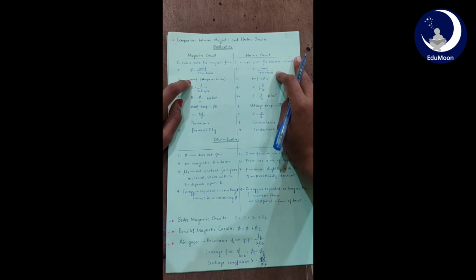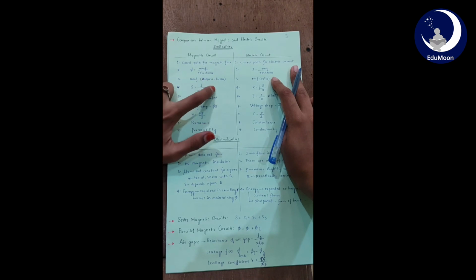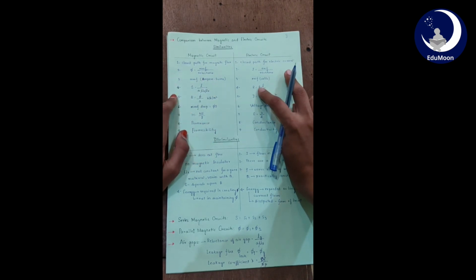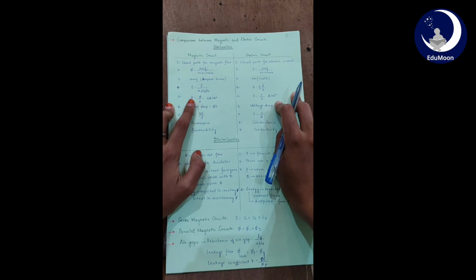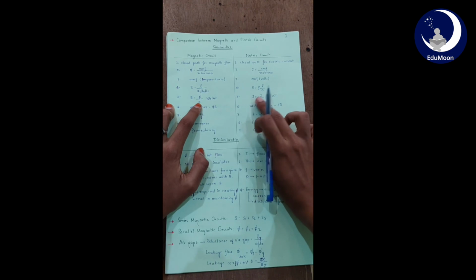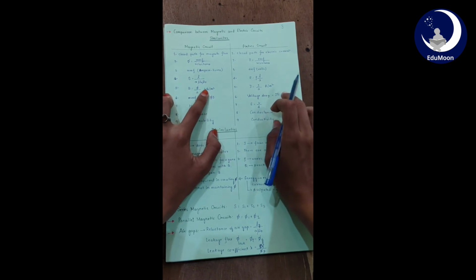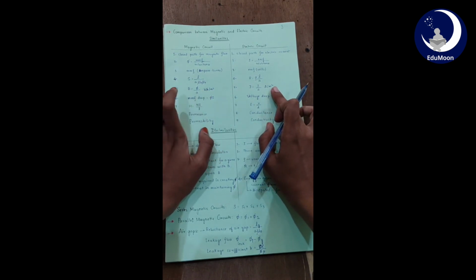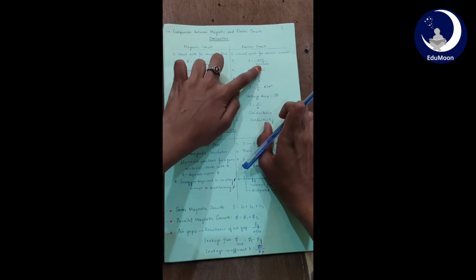For MMF the units are ampere turns, and for EMF the units are volts. Reluctance S is L by A mu naught mu R, that is 1 by mu into L by A. Here our resistance R is rho into L by A, resistivity into L by A. Magnetic flux density B equals phi by A. Current density J equals I by A, current by cross-section area. Units here are Weber per meter square, here it is ampere per meter square. MMF drop is phi into S. Here voltage drop is I into R.